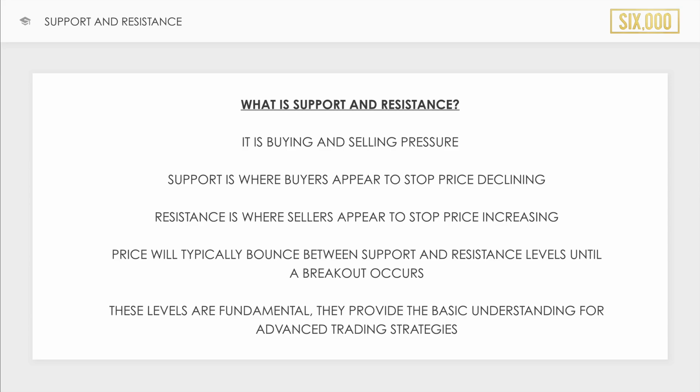And these levels are fundamental in the market. These support and resistance levels, they occur in all time frames, all markets. So this is fundamental to your trading success, so you understand the basic chart structures, how the market actually moves. So these basic tools that I'm providing you, the basic technical knowledge, can be applied to forex, stocks, cryptocurrencies, you name it, commodities as well. They provide the basic understanding for advanced trading strategies.